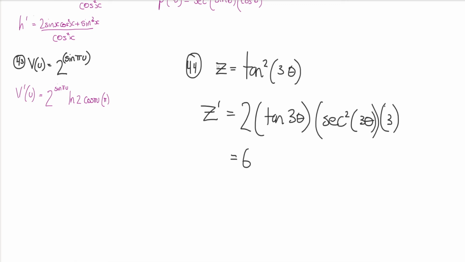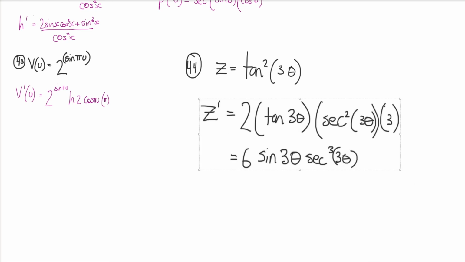Okay, so secant squared can combine with tan. How? Secant is one of our cos, right? So this is 6 sine 3 theta over secant cubed 3 theta. Right?